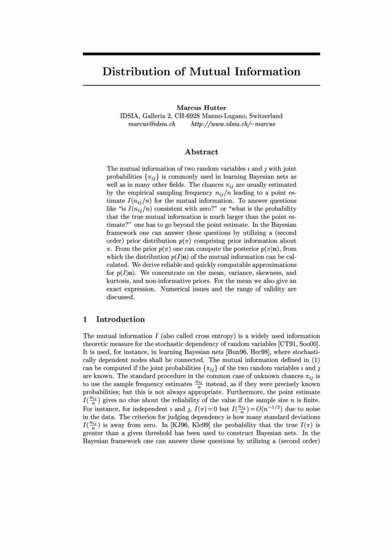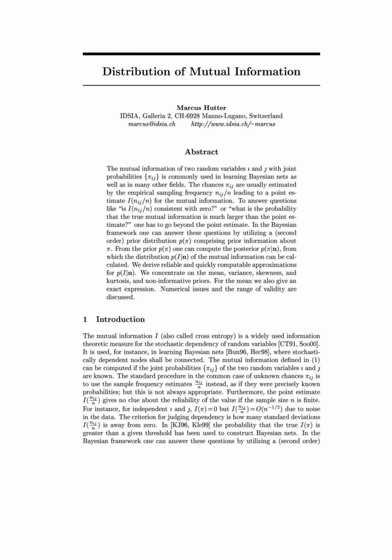Introduction. The mutual information I, also called cross-entropy, is a widely used information theoretic measure for the stochastic dependency of random variables. It is used, for instance, in learning Bayesian nets, where stochastically dependent nodes shall be connected. The mutual information can be computed if the joint probabilities π_ij of the two random variables i and j are known. The standard procedure in the common case of unknown chances π_ij is to use the sample frequency estimates n_ij/n instead, as if they were precisely known probabilities. But this is not always appropriate.